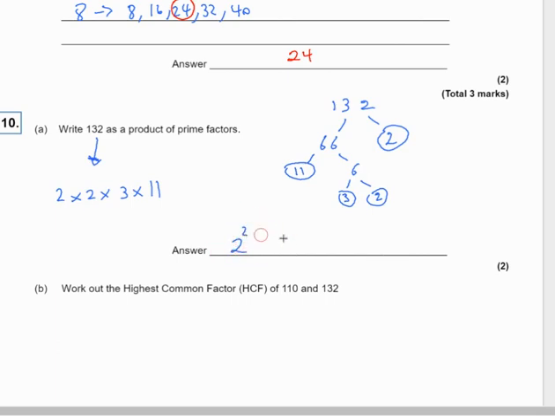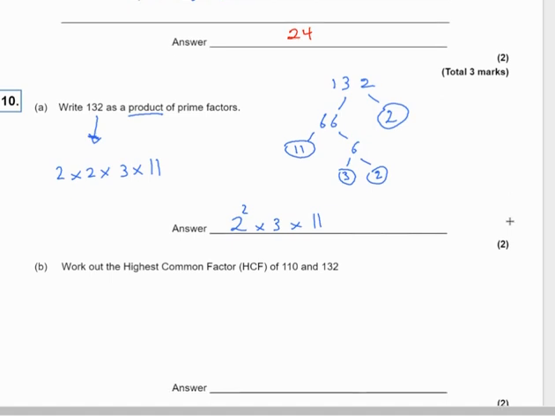So 2 squared multiplied by 3 multiplied by 11. Guys, you have to put the times sign because it says product. I've seen people put plus. I've seen people put divide. I've seen people put all these crazy symbols. It's got to be times, okay?